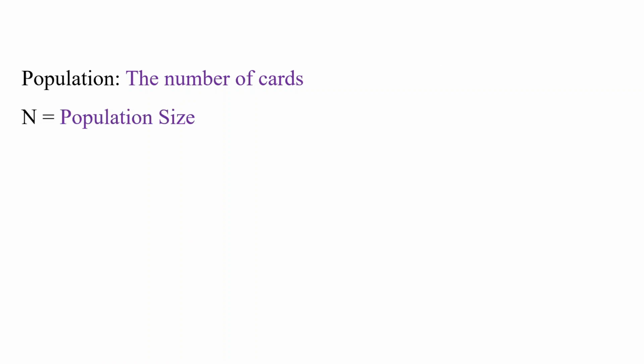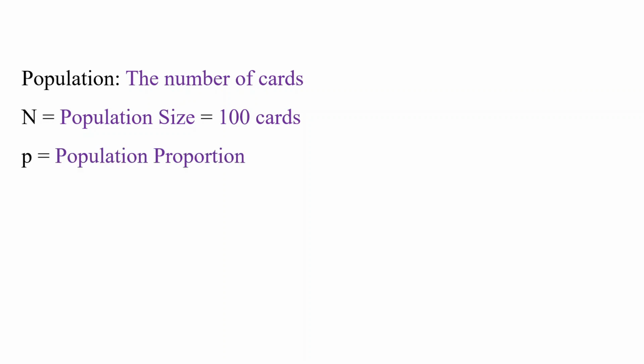Now this bin or this cup, this represents our total population. It's the number of cards. We use a capital N to talk about the size of our population. And for us in this simulation, it is going to be 100 cards. Populations come in all sorts of shapes and sizes, but for us in this simulation, it is going to be 100 cards.